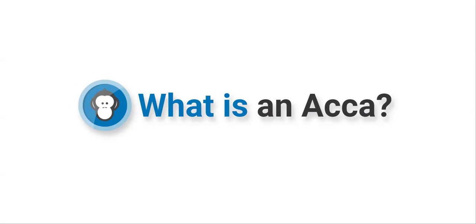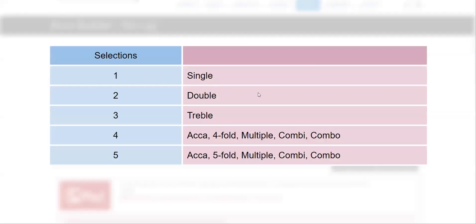The terminology changes as you go through into different multiples, different numbers of selections on a bet slip. So if I just click onto the next slide, we can see these are commonly referred to terms. When you have one selection on a bet slip, as we've said, that's known as a single. When you have two on a bet slip, that tends to be known as a double. When you have three, it's a treble.